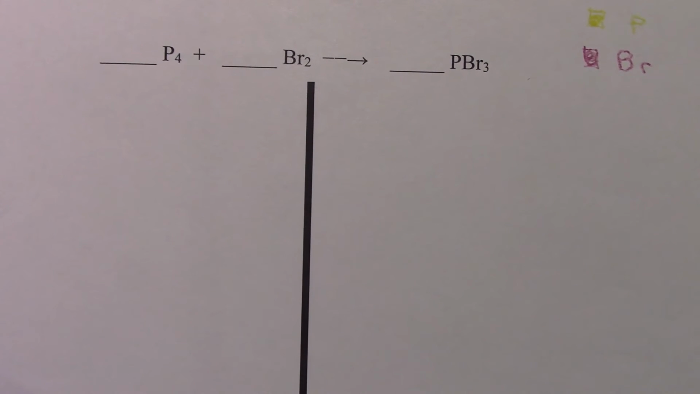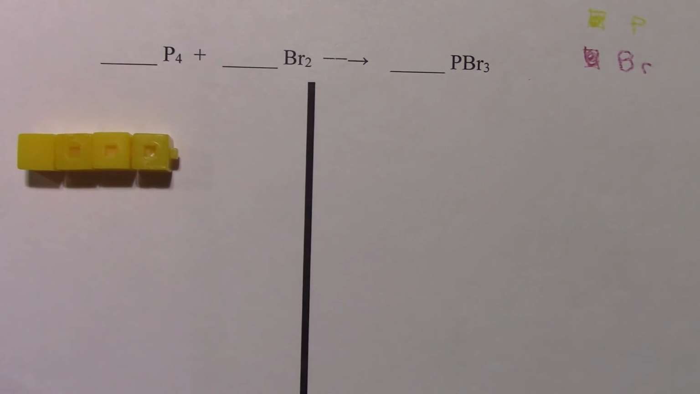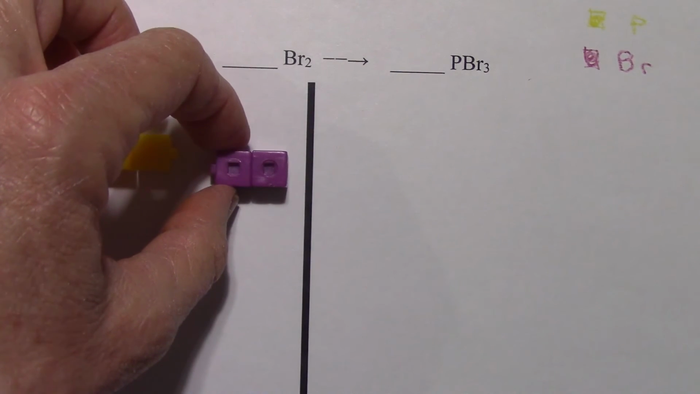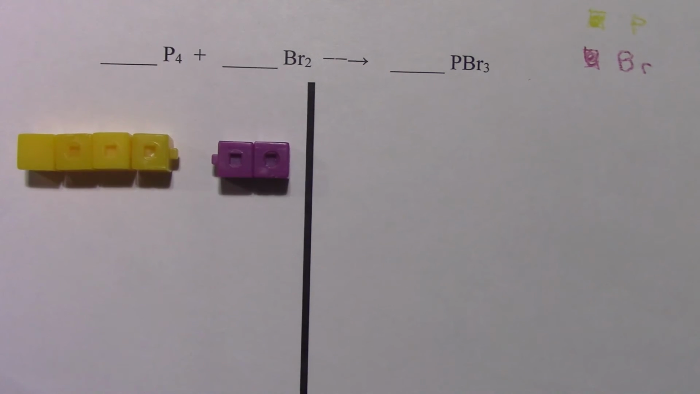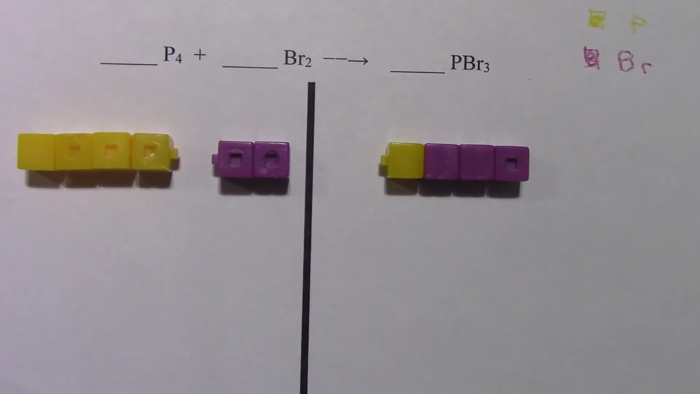Okay, let's look at this example where I have phosphorus and bromine, and it yields phosphorus tribromide. For my phosphorus, I have 4 atoms of phosphorus together. That gives me 1 molecule of phosphorus. 2 bromine atoms together give me a molecule. And then for the phosphorus tribromide, I have 1 phosphorus and 3 bromine.